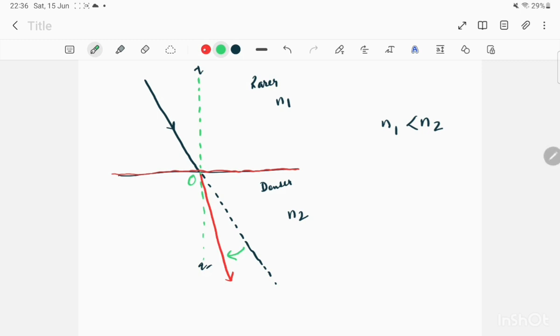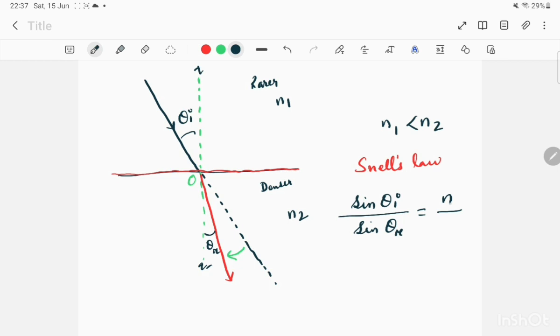Now this is what we know for a ray of light traveling from rarer to denser medium. Under such condition, from Snell's law, we know that sine theta I, if I call it theta I, and this will be our theta R. Theta I is the angle of incidence, theta R is the angle of refraction. So sine theta I by sine theta R is equal to N2 by N1. Here N1 is less than N2. This is what we know.